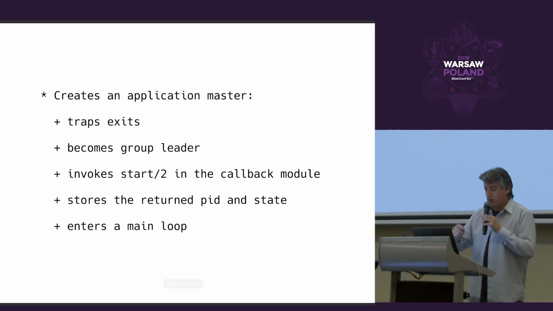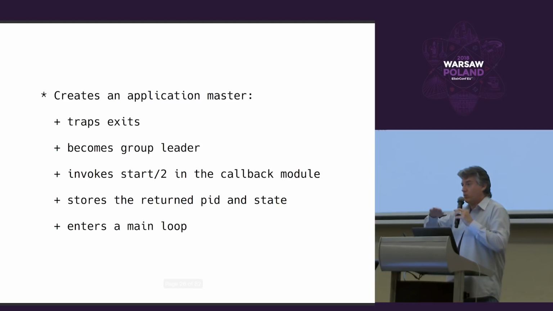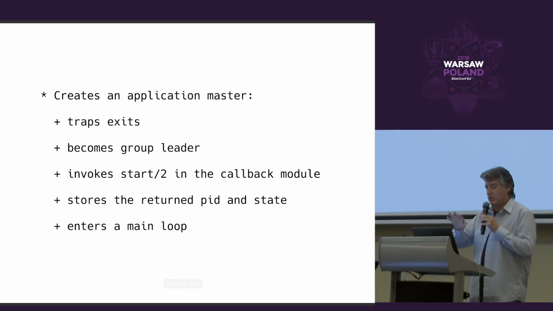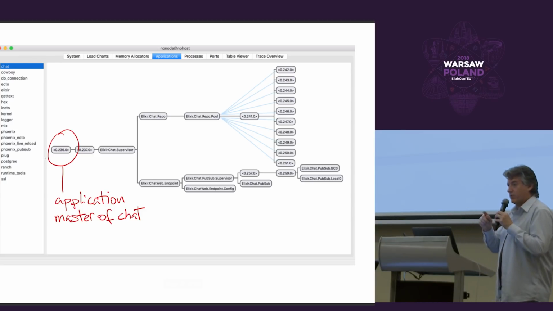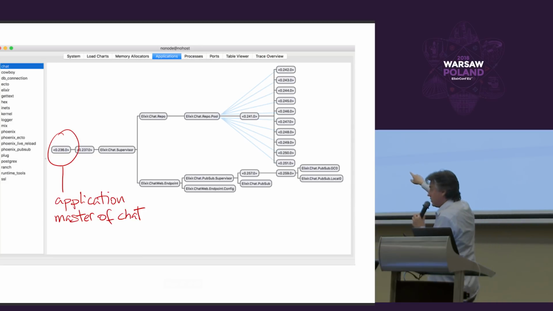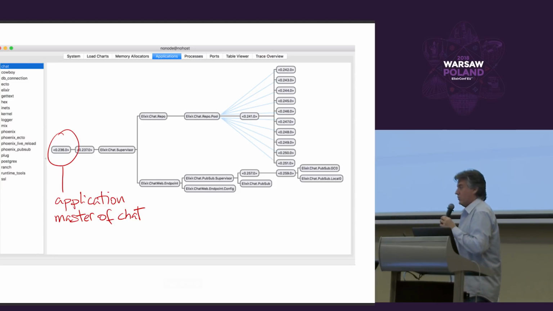Then the application master stores the returned PID, which has to be the PID of the supervisor, and enters a main loop. Done. It's listening for exit messages and that kind of thing. So that's done. Okay, we have the application master. Everything is spawned. When you launch the observer, the application master of an application is that process there to the left. So that process is managing this application, the chat application. The chat application is the one that we are using to study this.